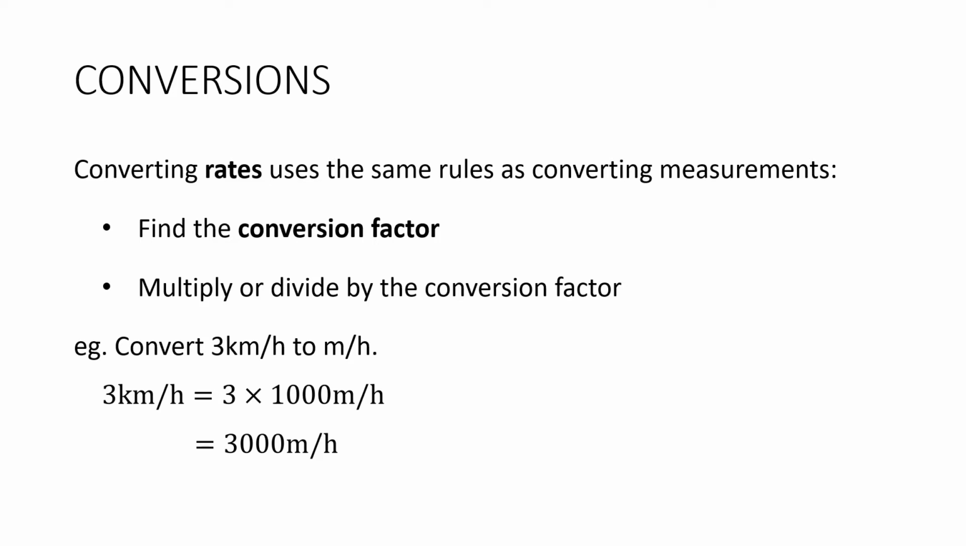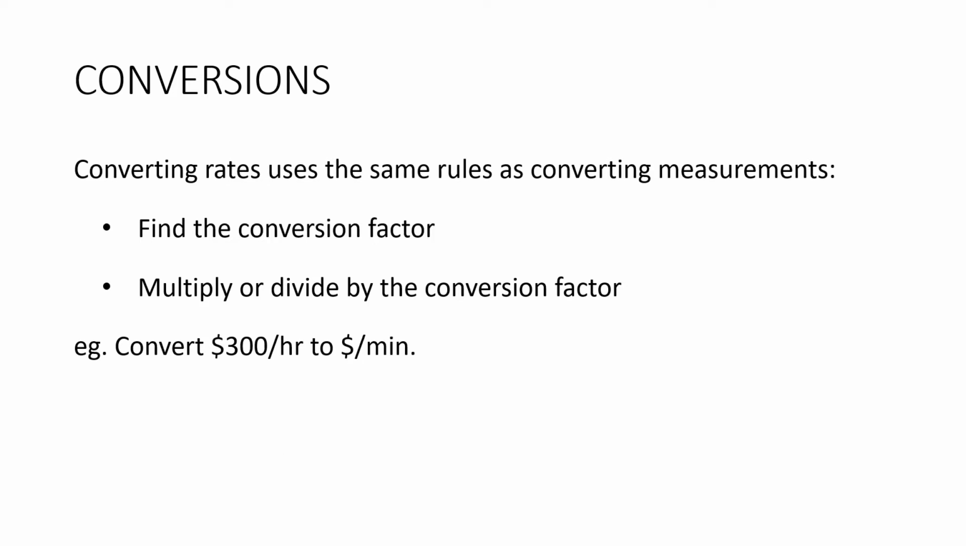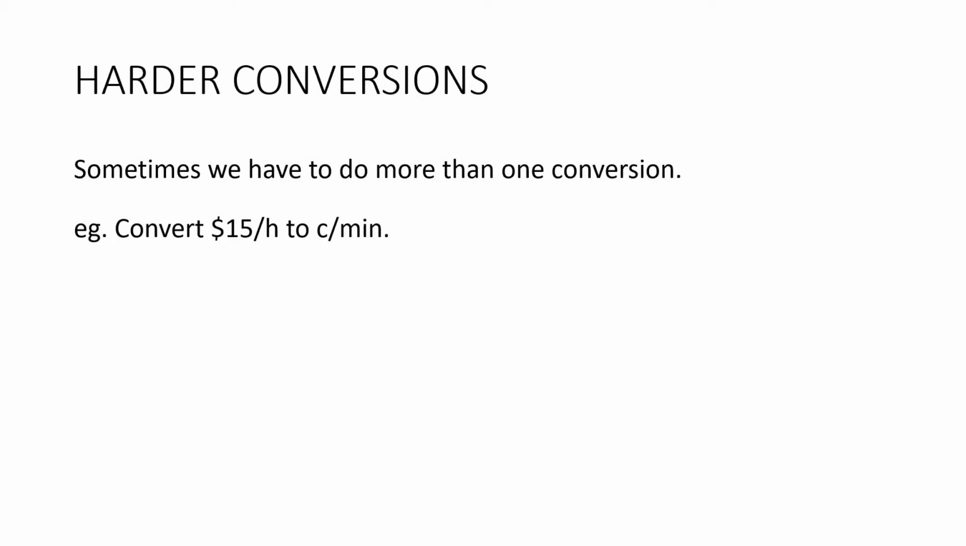Here's another example. $300 per hour, and we want to convert it into dollars per minute. So we know that there are 60 minutes in an hour. Let's think through this carefully. $300 per hour, we want less dollars per minute. We need to divide. So we do 300 divided by 60, which is $5 a minute.